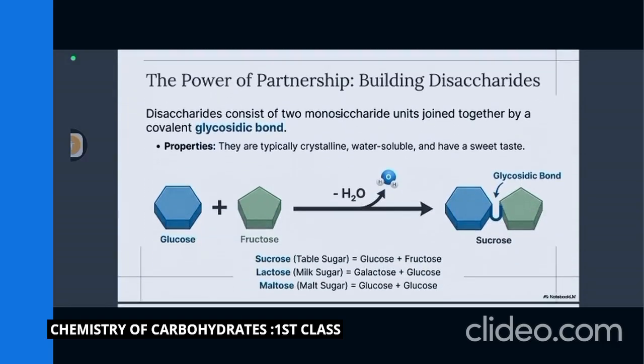Next is the power of partnership. So 1 plus 1, one carbohydrate plus one carbohydrate, especially one monosaccharide plus one monosaccharide, upon release of a H2O, forms a glycosidic bond, and the formation of 1 plus 1 simply equals 2, a disaccharide unit. So sucrose or table sugar consists of glucose plus fructose, lactose is galactose plus glucose, and maltose is glucose plus glucose.